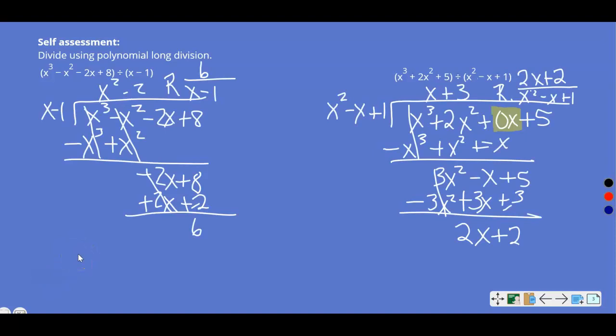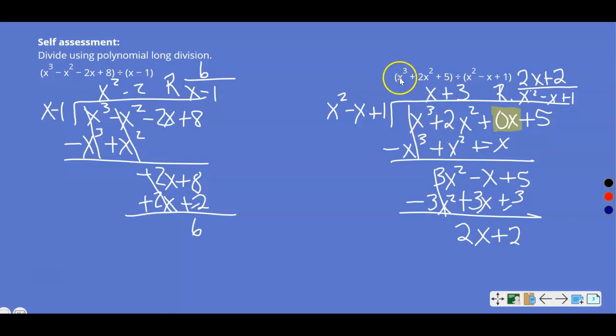All right, I hope you took a few minutes to see if you could do this on your own. If you divide these two polynomials, you should get x squared minus 2, and this one has a remainder of 6 over x minus 1. The second one, when you divide, you're going to get x plus 3 with the remainder of 2x plus 2 over x squared minus x plus 1. Hopefully you remembered to add the 0 placeholder when one of the terms was missing.